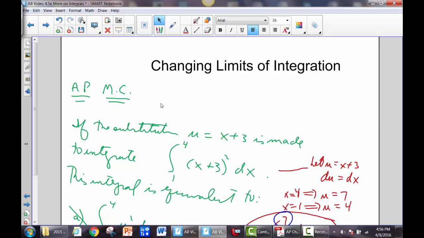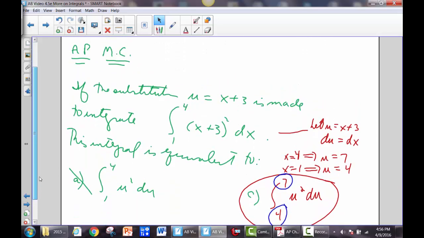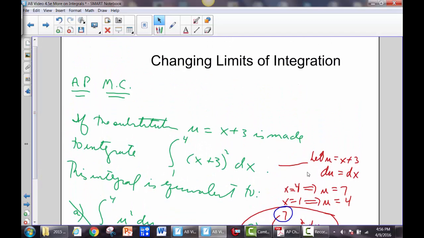Okay, and this is the way the AP will ask the question. They'll tell you what the substitution is, which is kind of obvious anyways. But they'll say if the substitution u equals x plus 3 is made to integrate the integral from 1 to 4 of (x plus 3) all squared dx, this integral is equivalent to, and then they'll give you choices, okay? So the idea is you have to sit there and go, okay, if u is x plus 3, then du, sure enough, is dx. You might have to introduce or counteract, but not in this case.